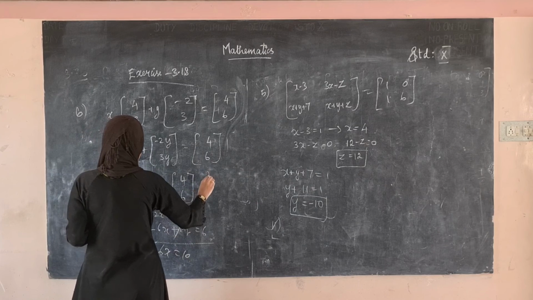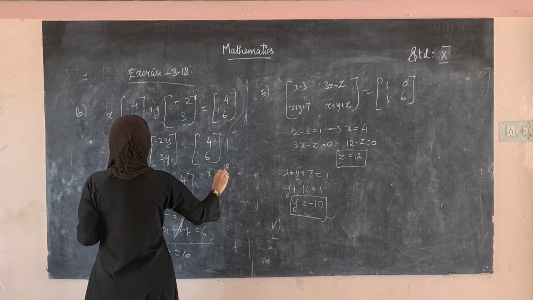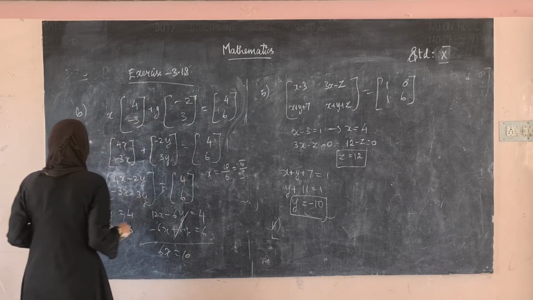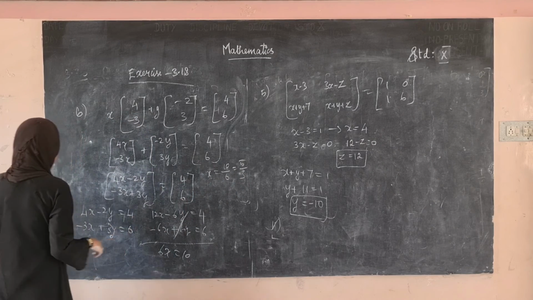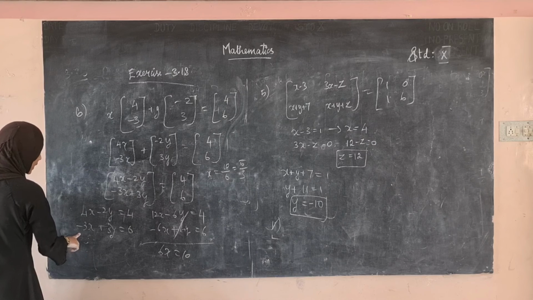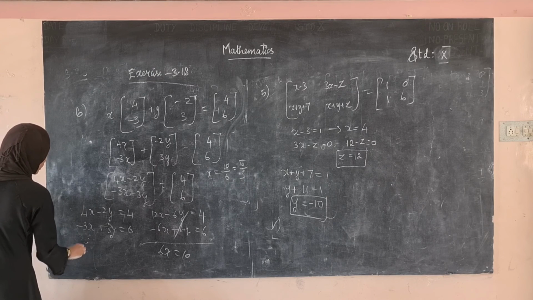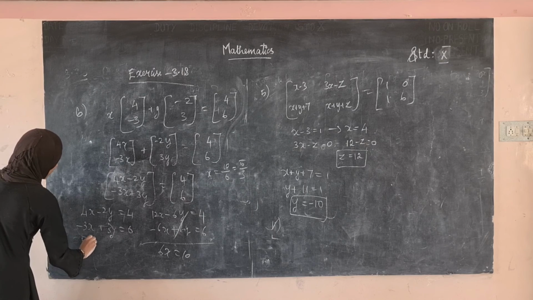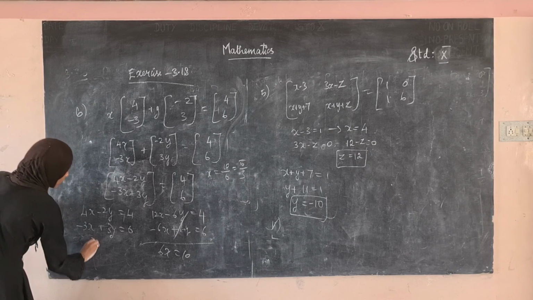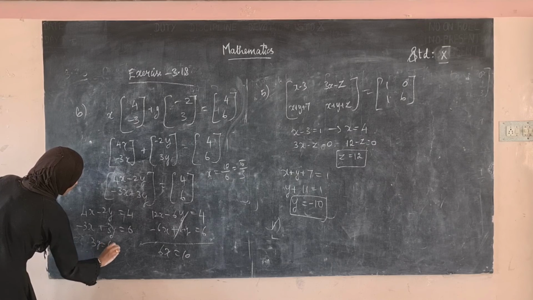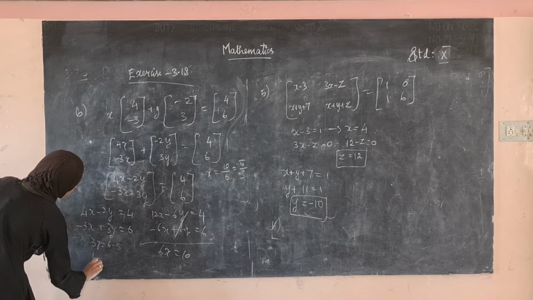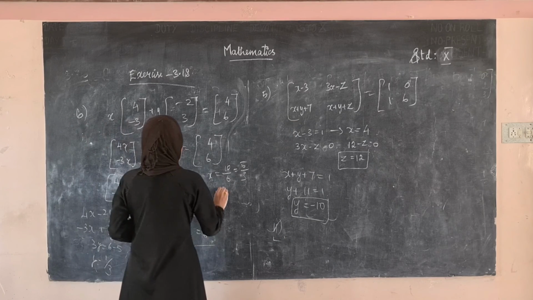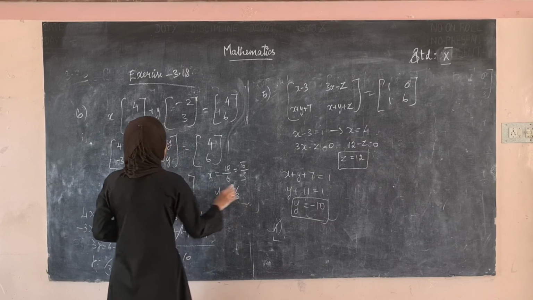What's the value of x? x is equal to 10 by 6, that is 5 divided by 3. Okay, x value is 5 divided by 3. On substituting here x value as 5 divided by 3, what we get? Minus 3 into 5 divided by 3 is minus 5. Minus 5 plus 3y, okay? Therefore, 3y is equal to 6 plus 5. Therefore, y is equal to 1 divided by 3. x value is 5 divided by 3 and y is equal to 1 divided by 3.